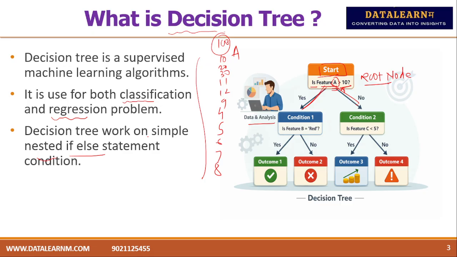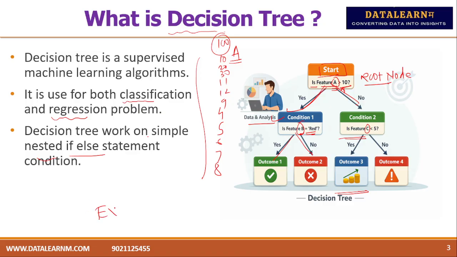Whatever A values are greater than 10 will be on one side, and on the right side will be less than 10. So this is how it will work. Again, with those values, some other feature will be checked, like feature B equal to red. If yes, then on the yes side; if no, then on the no side. Again, some third feature is checked with reference to the first feature, and it will give you the outcome. So this is how it will work.